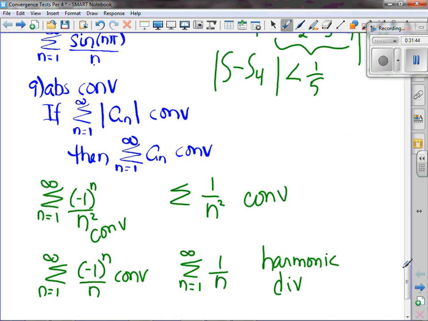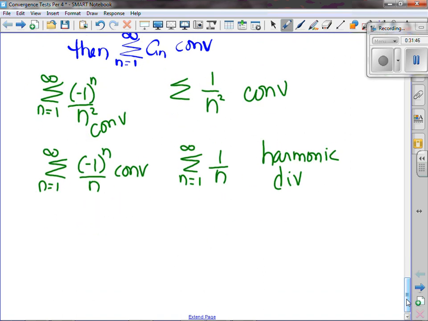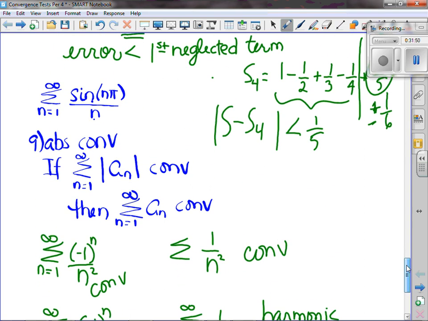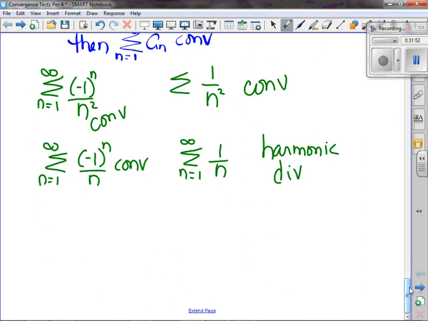I can write it if you want. So then, 1 over n converges, no, diverges. It's a harmonic. Wait, I thought you said that. You have to be careful how you do it. If the absolute value converges, then the original converges. If the absolute value does not converge, we know nothing.